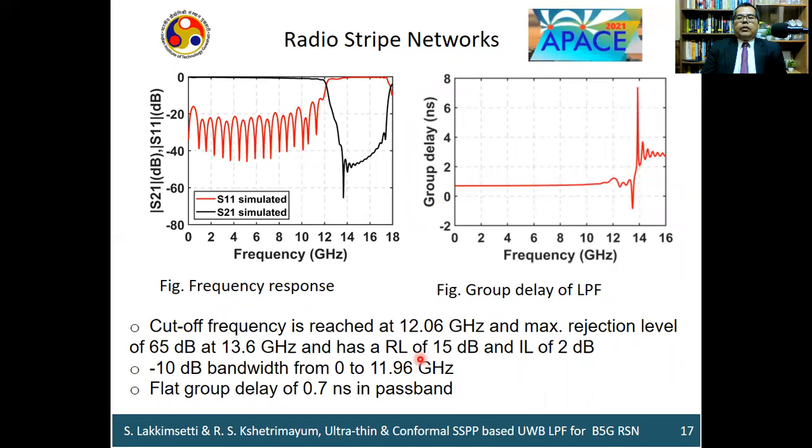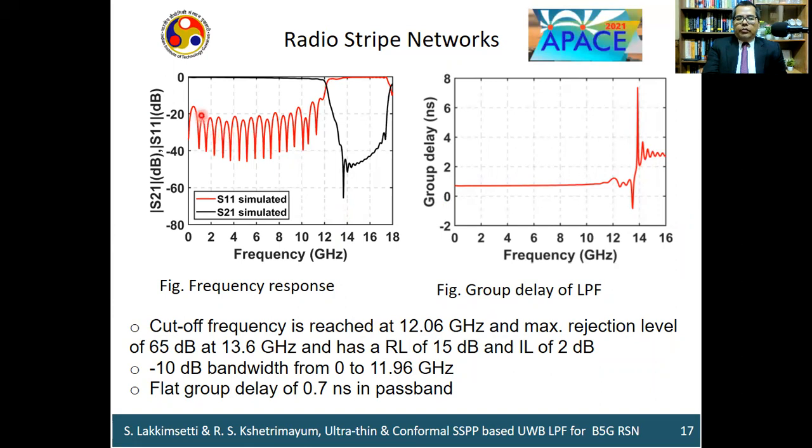We have observed the performance by doing a commercial software simulation, and it has been observed that this has a very high cutoff frequency of around 12.06 GHz. The maximum rejection level is around 65 dB at 13.6 GHz. So around 13.6 GHz, it has a rejection level of 65 dB.